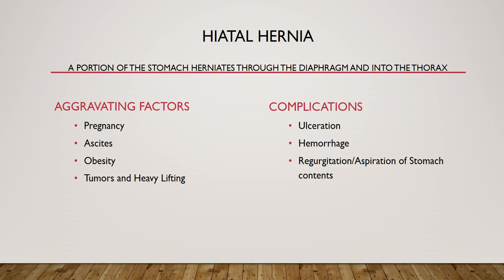All right, so the next disease process for the GI tract is the hiatal hernia. A portion of the stomach herniates through the diaphragm and into the thorax. Aggravating factors can be pregnancy, ascites, which is usually an engorging of blood vessels in your esophagus, usually caused by alcohol or high blood pressure, and also obesity, tumors, and heavy lifting. Complications of a hiatal hernia can be ulceration, hemorrhage, regurgitation, or aspiration of stomach contents.